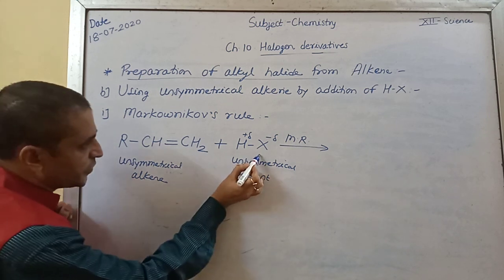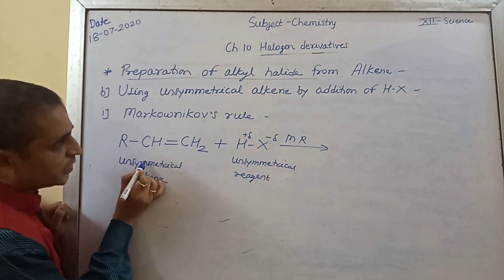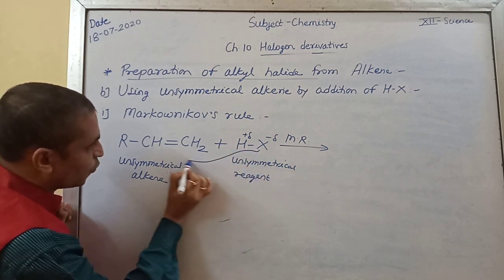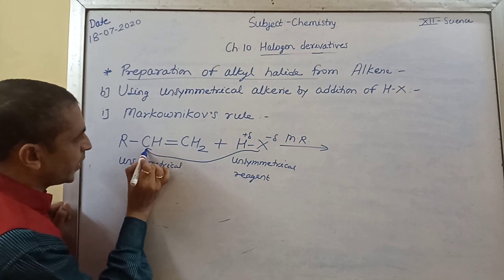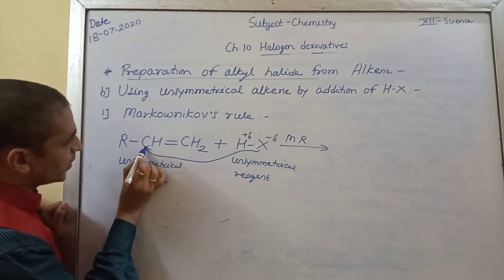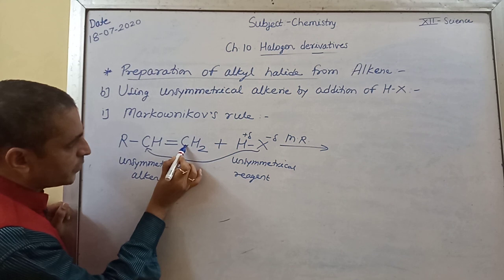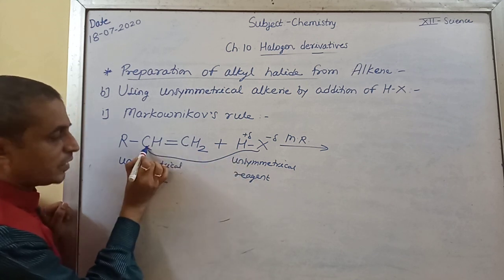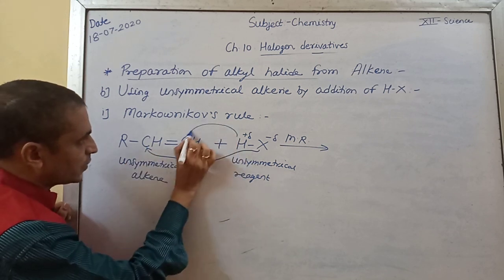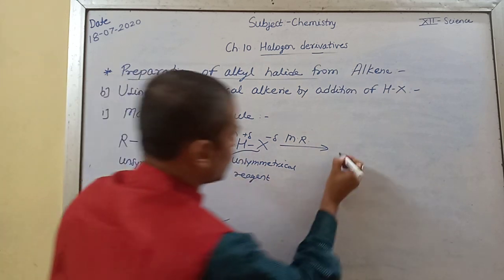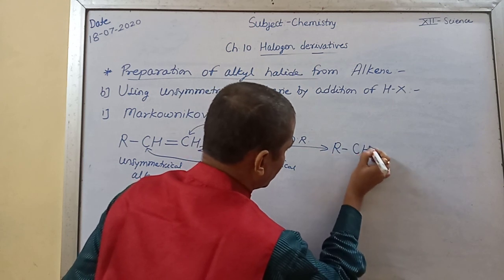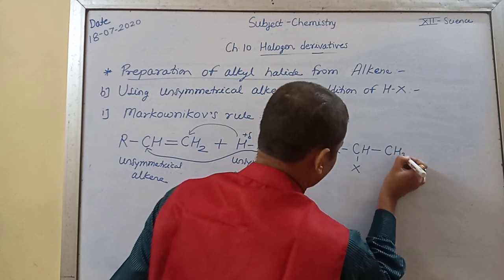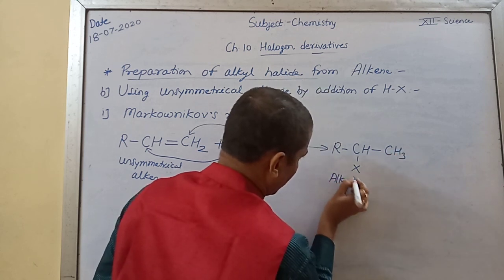When an unsymmetrical reagent is added to an unsymmetrical alkene, then the negative part of the reagent, that is X, goes to the double bonded carbon atom carrying less number of hydrogen. See, this carbon atom contains only one hydrogen, but this carbon atom, it is also double bonded, but this contains two hydrogen atoms. So X is attached to the carbon carrying less number of hydrogen, and hydrogen is attached to the carbon carrying more number of hydrogen. So you get this product, RCHXCH3. It is an alkyl halide.